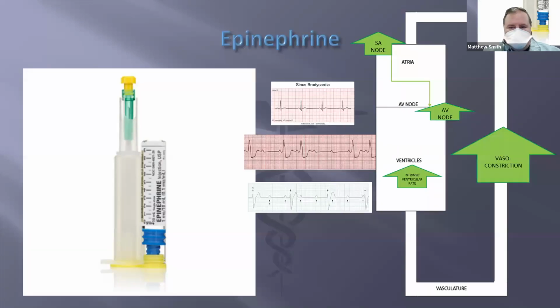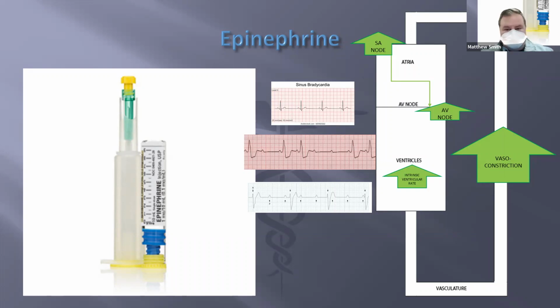Our next drug is a big one, epinephrine. Epinephrine for bradycardia works in 4 different ways to improve cardiac output and blood pressure. Epinephrine increases the firing rate of the SA node. It increases the conductivity and velocity of conduction through the AV node, and it increases the firing rate of the ventricles. As well as those effects on the heart, it also has an effect on the vasculature. It causes the blood vessels to constrict.